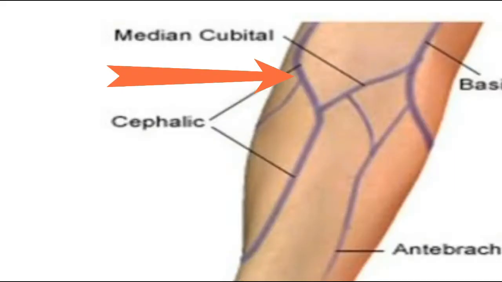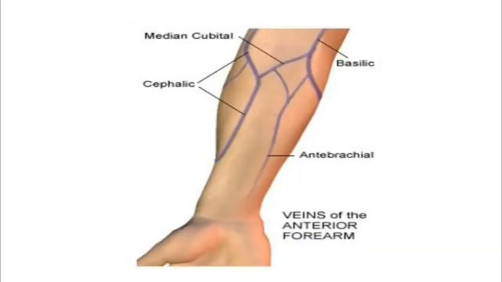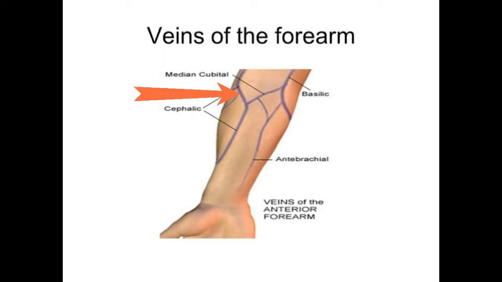The cephalic vein is located on the thumb side of the arm. It is usually more difficult to find and has more tendency to move. This vein should be the second choice if the median cubital is inaccessible in both arms.